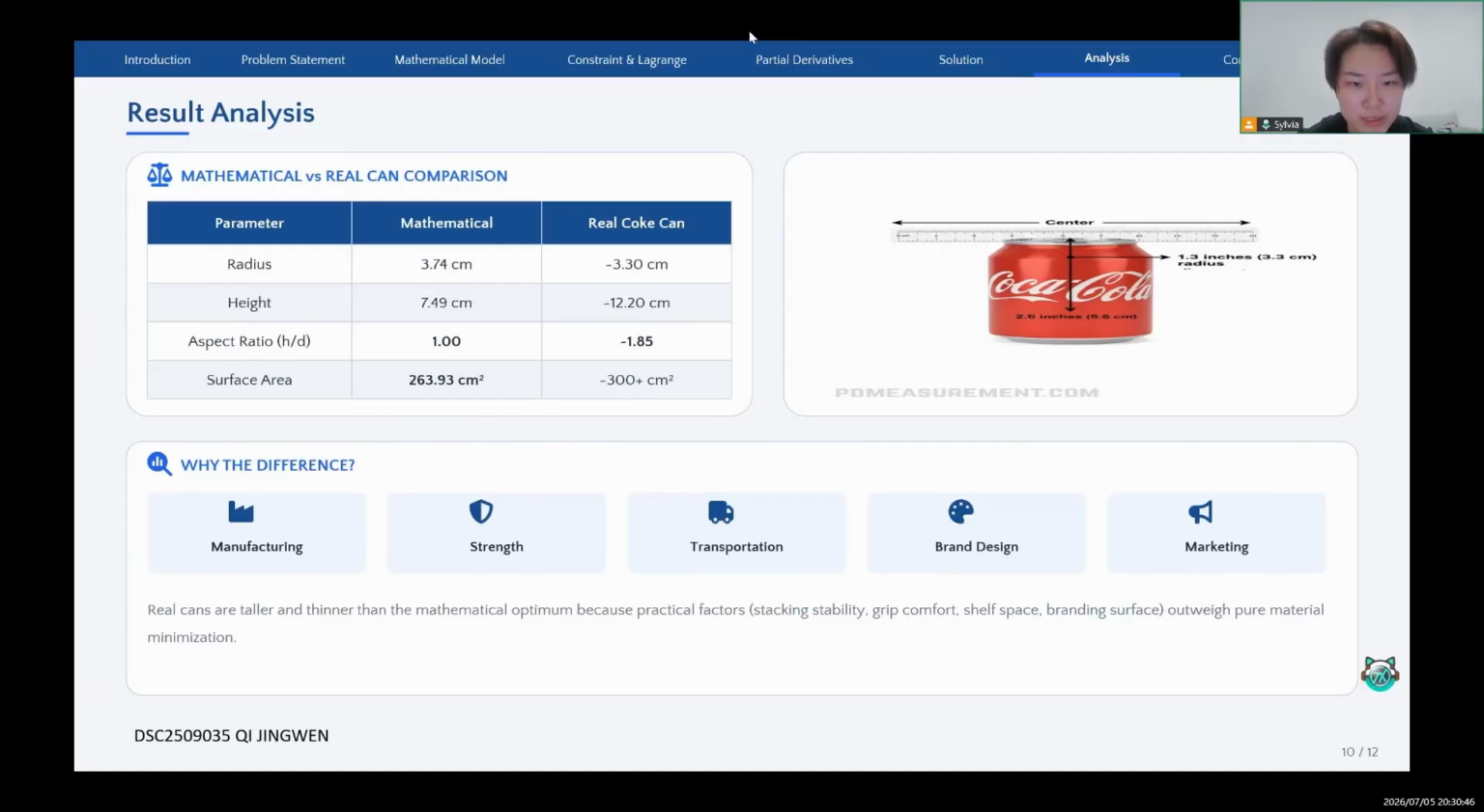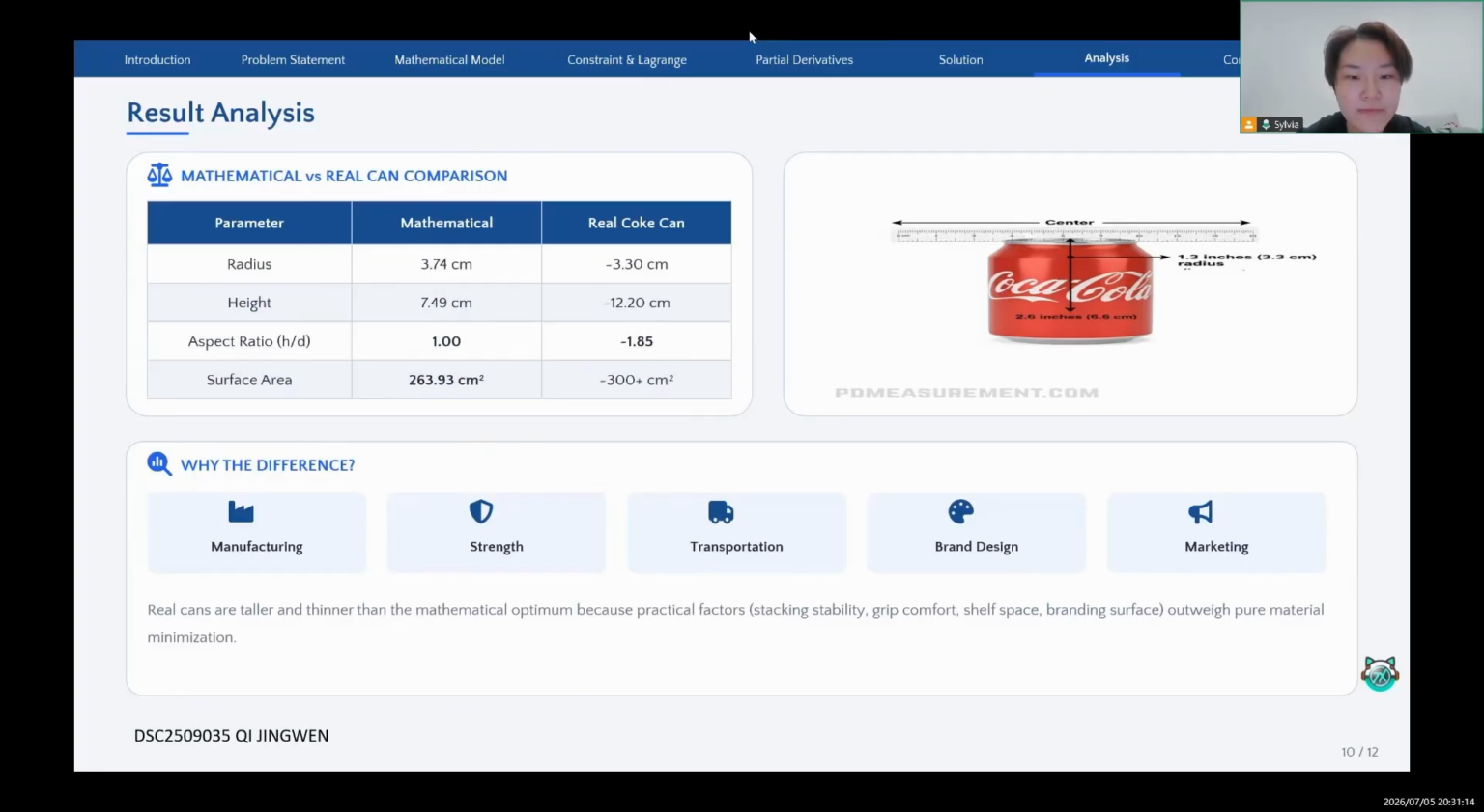First, structure strength. Short and wide cans are easy to get pressed and broken during shipping. Tall and narrow cans are stronger. They can hold more weight without damage. Second, shipping and storage. Tall thin cans fit better into standard boxes and supermarket shelves. They save more transport cost. The saving is more important than saving metal.